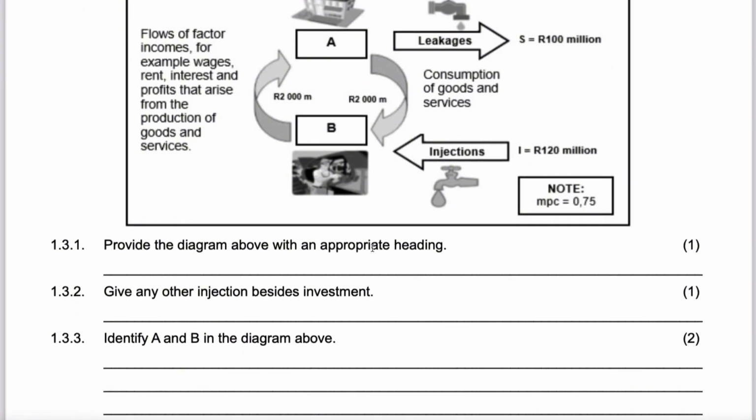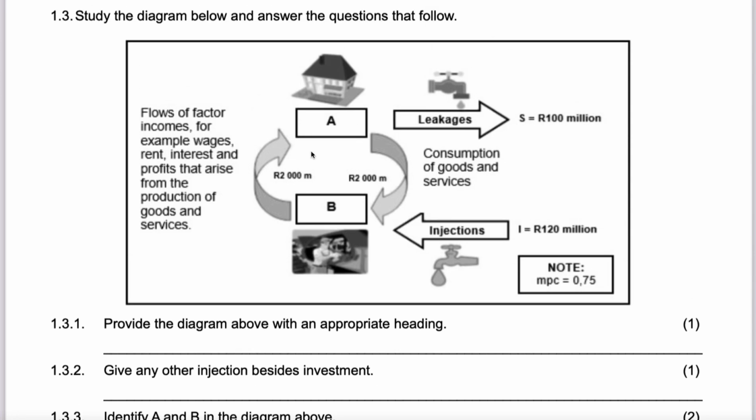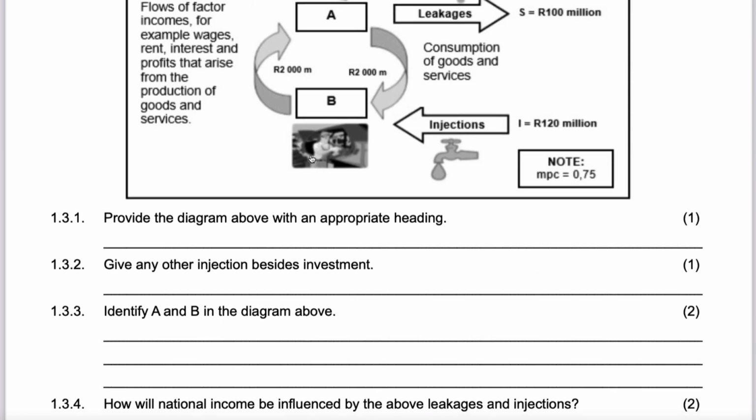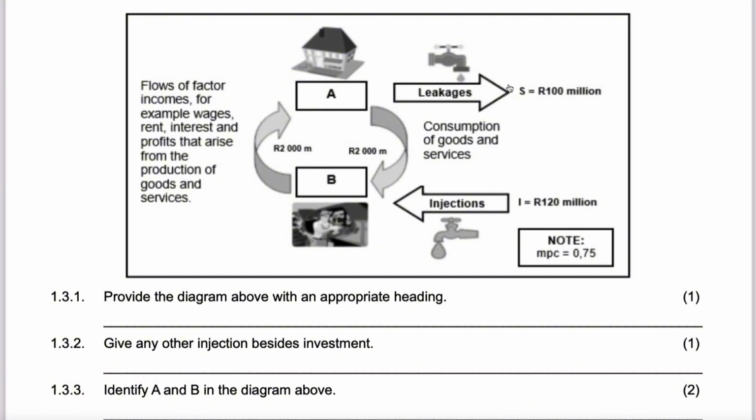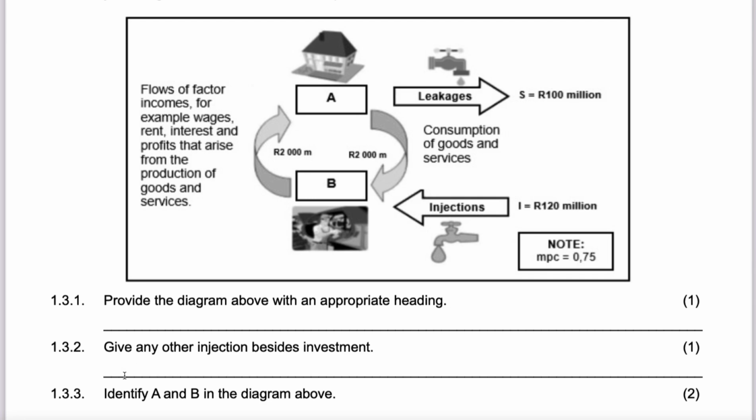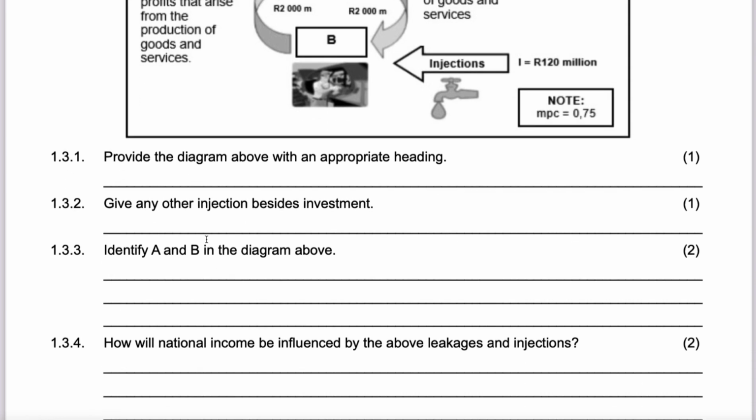Now, provide the diagram with an appropriate heading. Well, 2-sector model will make more sense than anything else. Give any other injection besides investment. You see, here I gave you other leakages besides savings. We said we have imports. We also have tax. Now, the question is not asking leakages, it's asking, besides investment, what other injections are there? So we also have G. So you can write government spending. You can also write exports. So the answer is any one of the 2.